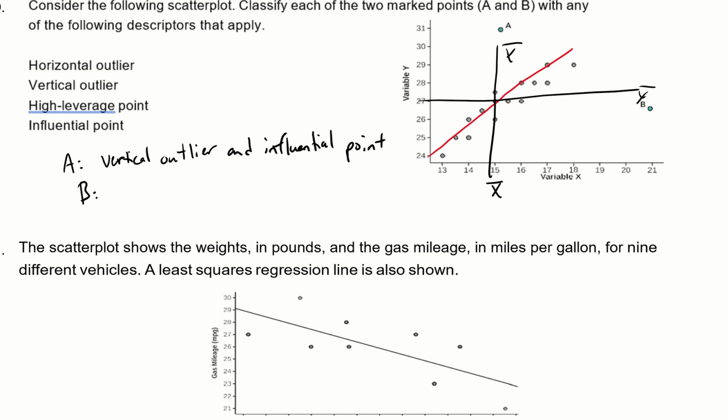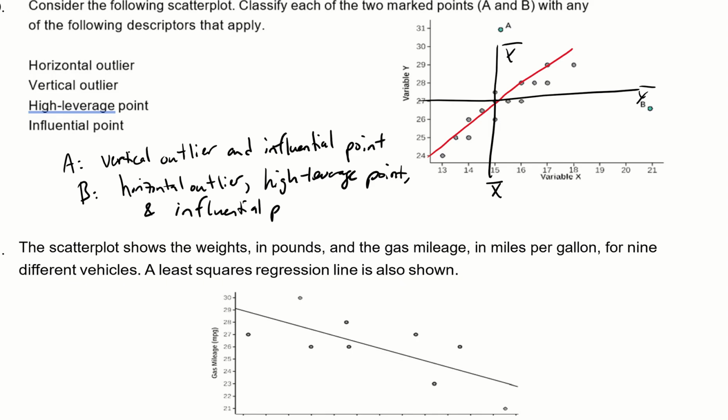And B is definitely a horizontal outlier. Now, notice that B is also going to be high leverage, because a high leverage point is a horizontal outlier, a point that is a significant distance away from the data in the x direction. So I would call it high leverage, and it's influential. Okay, so that's what that is.